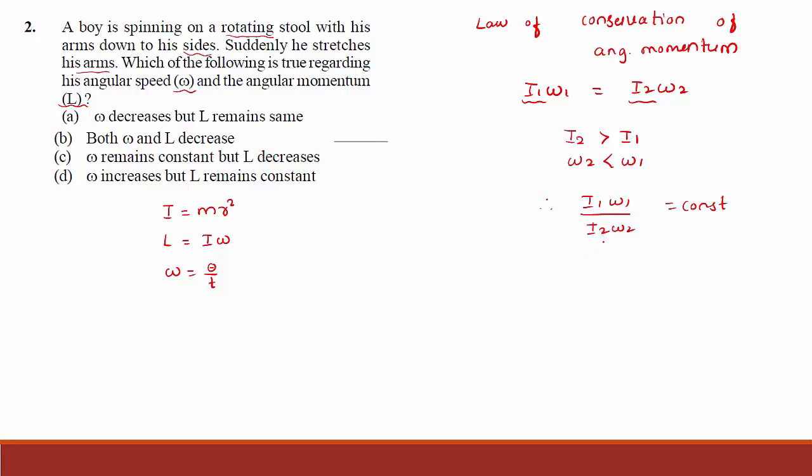But here, which is greater? I2 is greater. So we can write the equation: I1 omega 1 divided by I2 equals omega 2. These two are inversely proportional. As I2 increases, omega 2 decreases. Both L and omega decrease. So option B is right.